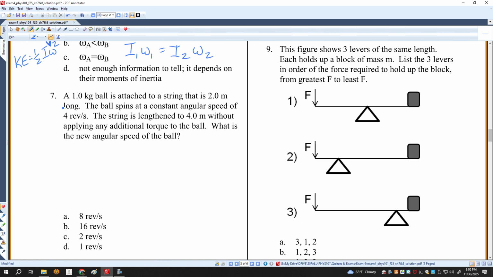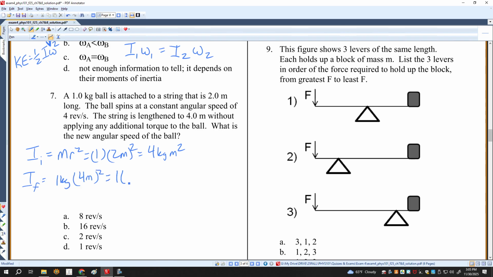All right, a 1 kilogram ball is attached to a string that's 2 meters long. And it spins at 4 revolutions per second, and then the string is lengthened. Let's look at the moments of inertia. I initial is mr squared. That's 1 times 2 squared, 1 kilogram times 2 meters squared, that's 4 kilogram meters squared. And then I final, this string is lengthened to 4 meters, so it's 1 kilogram times 4 meters.